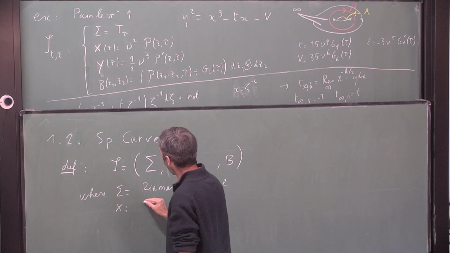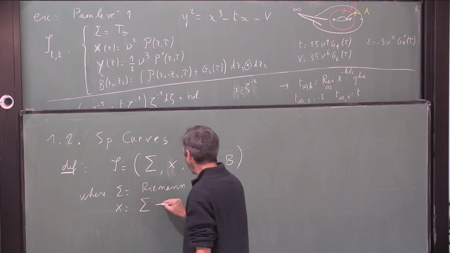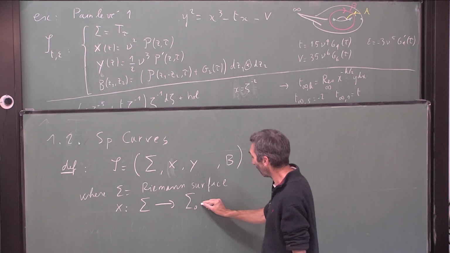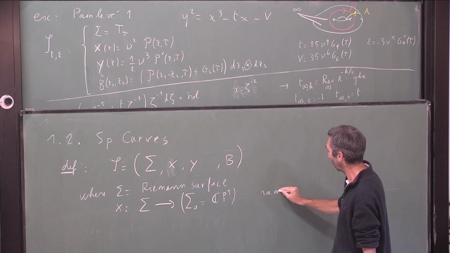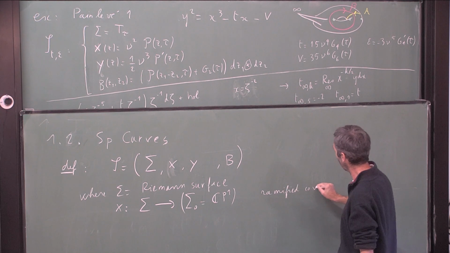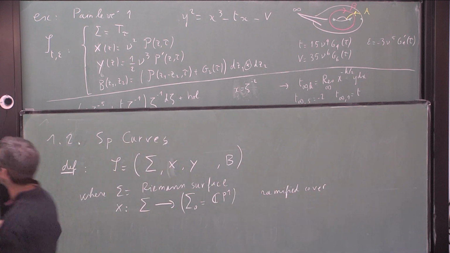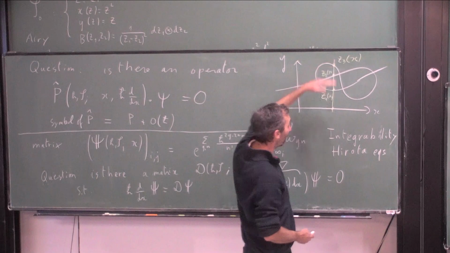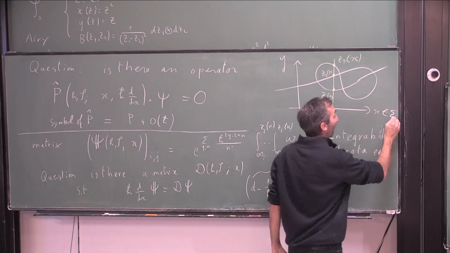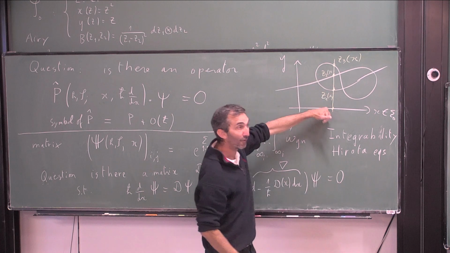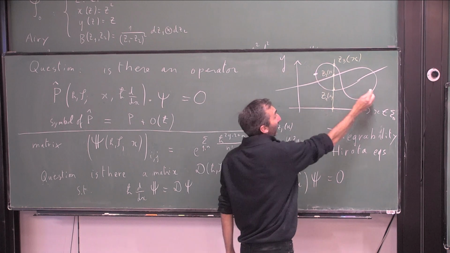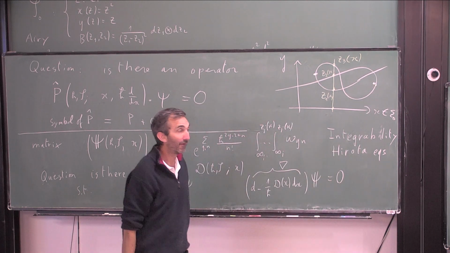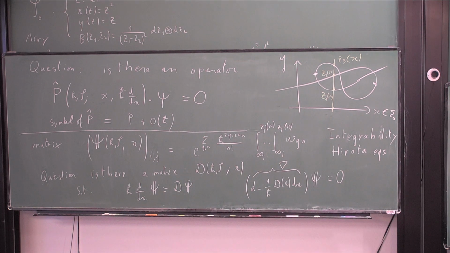x is a ramified cover, a map that goes to a base curve, sigma 0, but in all my examples here, sigma 0 will be CP1. And it's a ramified cover, which corresponds to that picture. So sigma is the curve up there, sigma 0 is the base, and x is a projection from the curve to the base. And this is a ramified cover. In particular, it may have ramification points, like there. And it's holomorphic.